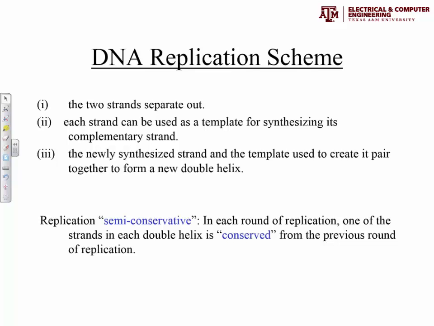So based on this procedure, you can see that DNA replication is what is called semi-conservative, because the two strands come apart, right? Then this one serves as a template, but this template is now going to pair with the newly synthesized DNA, okay? So it is semi-conservative. At each step, you are going to get one strand from the previous step. And so in each round of replication, one of the strands in each double helix is conserved from the previous round of replication. And all these things, biologists had to carry out experiments to see that, okay?